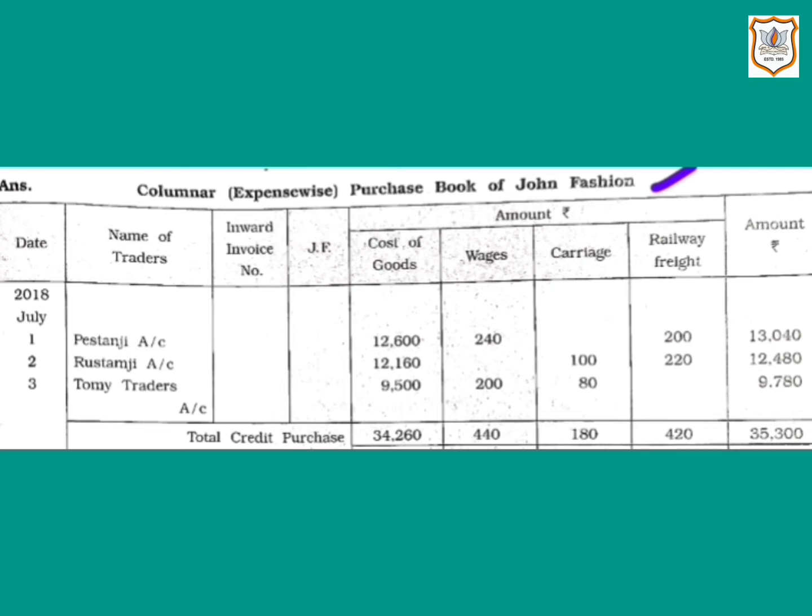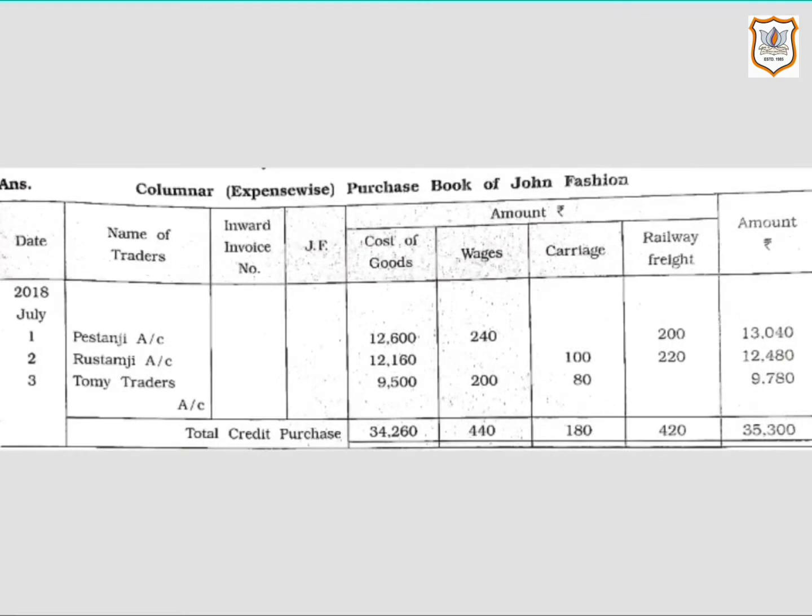As we have learned how to prepare it, I don't think there will be any problem in preparing columnar expense-wise purchase books. The first column is date, name of traders, then inward invoice number, JF column. Then we will prepare separate columns for the mentioned expenses, that is wages, carriage, railway freight, then cost of goods, then total amount column.